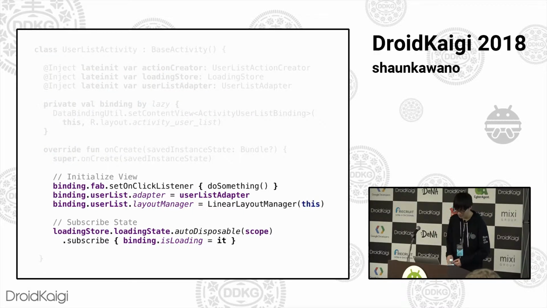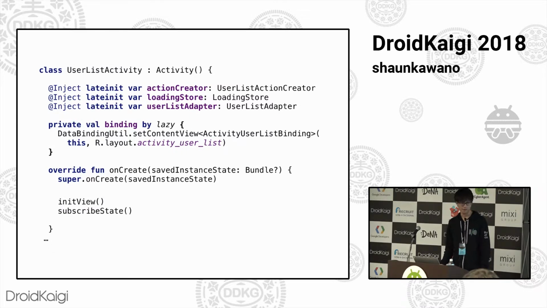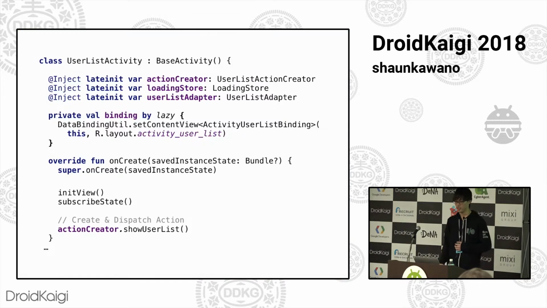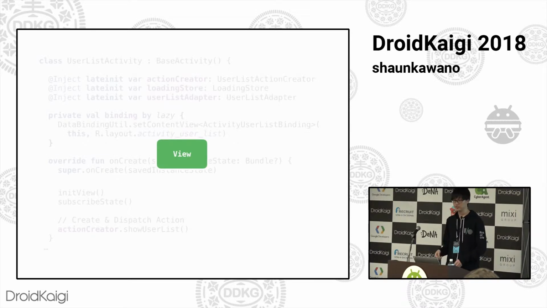So, in order to have more space in the slide, I will refactor it to extract these things into private functions, initView and subscribeState. So it's going to look like this. And then we're going to create and dispatch action, finally. So we create and dispatch action by calling action creator's function, in this case, showUserList. And that's it for the view part.